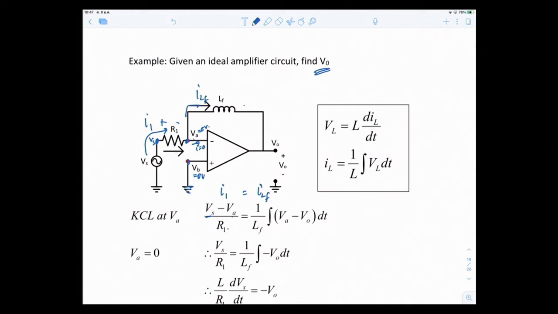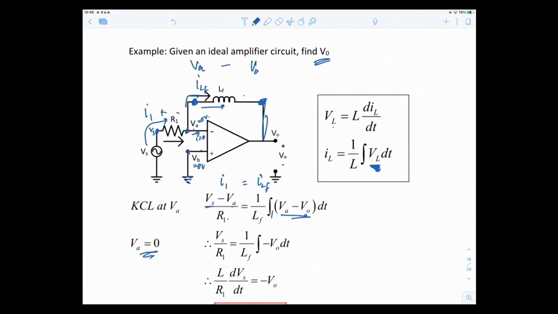So this is I1. For ILF, the current passing through LF, we have the formula VL equal to L di dt. So the current IL is the integration of VL. But what is the voltage drop across L in this case? The potential at this point is VA, the potential at this point is Vout. So subtract: VA minus Vout. So IL is 1 over LF integral of VA minus Vout dt. Well, VA is equal to 0 because of the ideal op-amp characteristic. So with VA 0, Vs over R1 equals this.